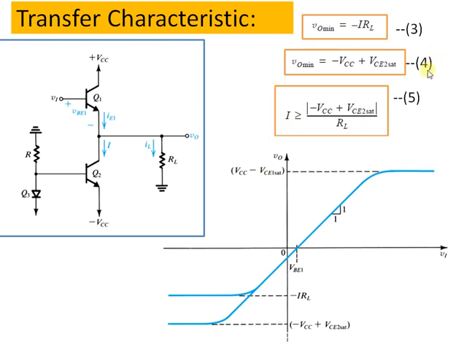The most negative output voltage, as in equation number 4, is achieved provided that the bias current I is greater than the magnitude of the corresponding load current. So I need the current I to be greater than minus VCC plus VCE2 sat divided by RL, which is denoted as equation number 5. You can see that the maximum upper limit for the output voltage is obtained by transistor Q1 saturating. The lower limit is obtained either by transistor Q1 turning off, or with Q2 saturating. That is this particular point.